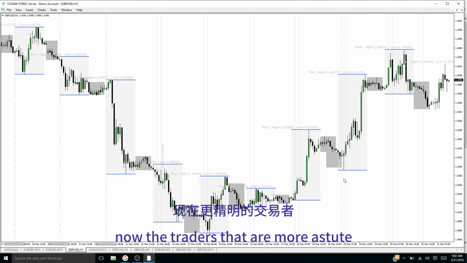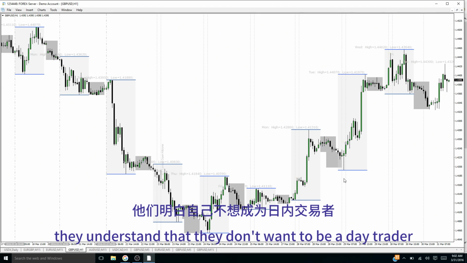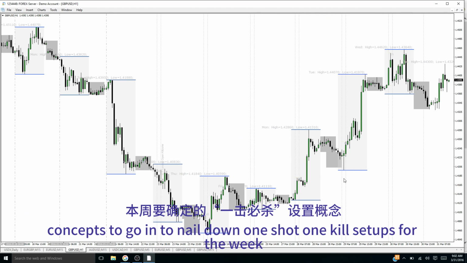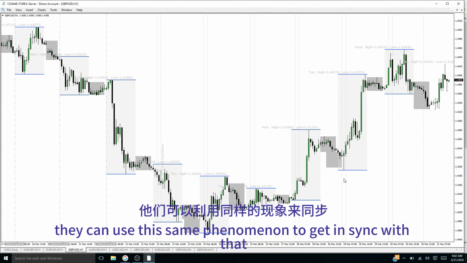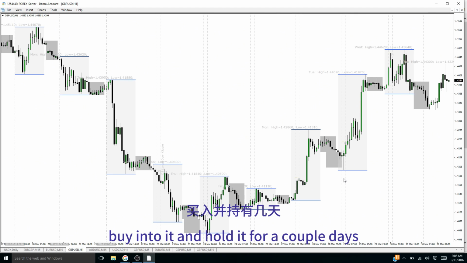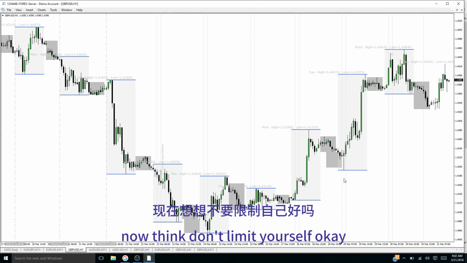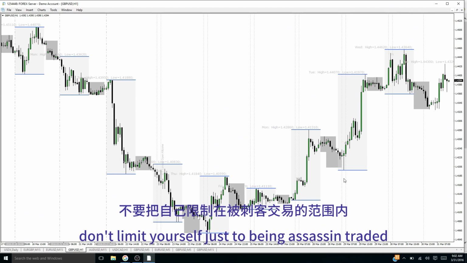Now, the traders that are more astute, they understand that they don't want to be a day trader, but they want to use these same concepts to nail down one shot, one kill setups for the week. They can use this same phenomenon to get in sync with that, buy into it, and then hold it for a couple days and wait for the range expansion on the weekly chart. Now think, don't limit yourself. Okay, don't limit yourself just to being a session trader.